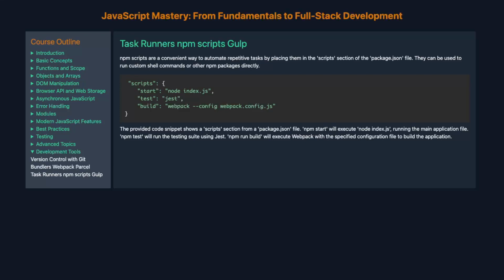The provided code snippet shows a scripts section from a package.json file. npm start will execute node index.js, running the main application file. npm test will run the testing suite using Jest. npm run build will execute Webpack with the specified configuration file to build the application.